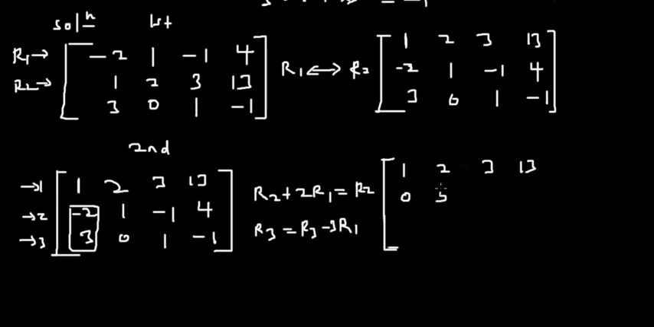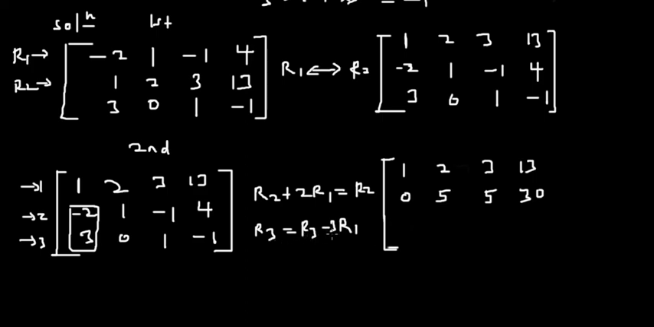And then we move on. So we have minus 1 plus 2 times 3, that's minus 5. Sorry, that's positive 5. And then we have 4 plus 2 times 13, that's 30. Right, so let's proceed. So for R3 we have R3 minus 3 times R1.